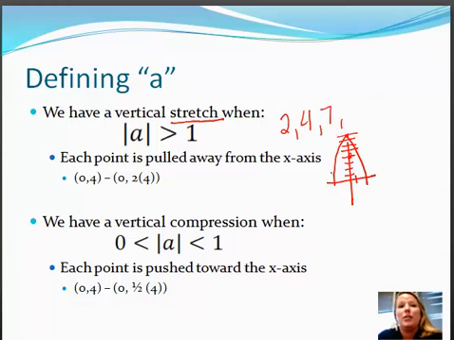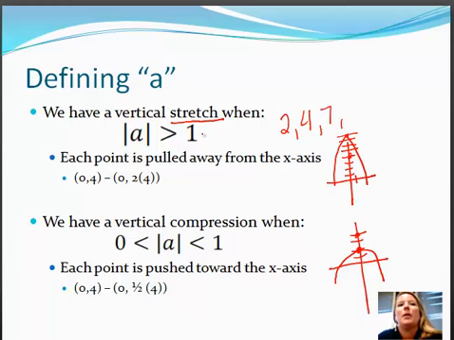A vertical compression, on the other hand, say my vertex or my starting point was at 0, 4. When I multiply it by a fraction, because when A is between 0 and 1, it's a fraction, 1/2 of 4 is 2. So what happens is my compression actually makes my graph get bigger. So compression makes it fatter and a stretch makes it skinnier. Think of Stretch Armstrong, he gets skinny as you stretch him out. In a compression, you compress two things together, it flattens out between two boards.